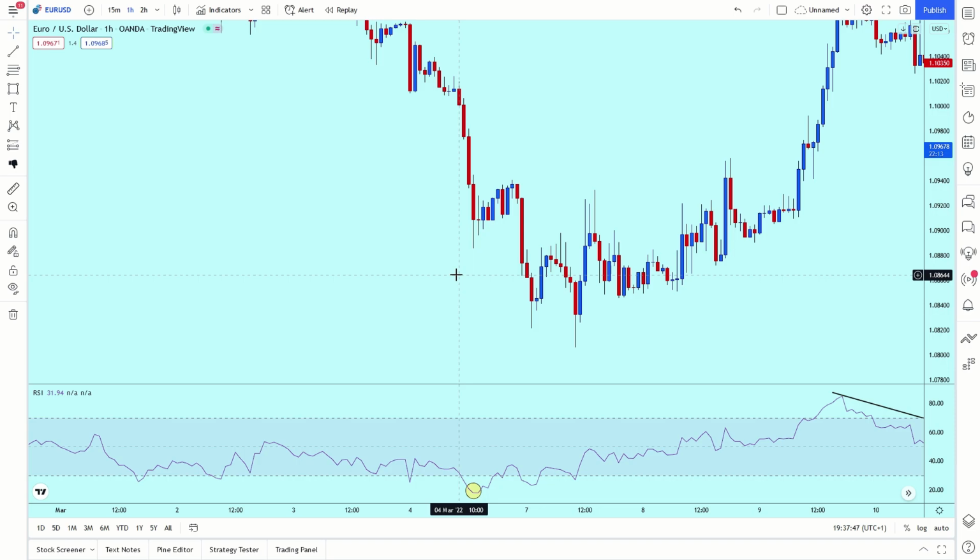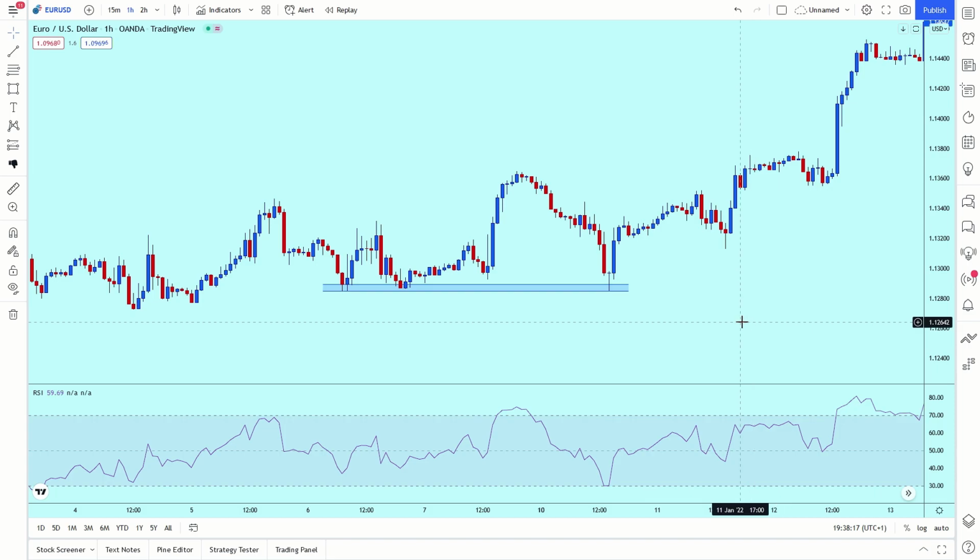I want to show this example for you to understand that this will not work every time, and that you should find more reasons to enter a trade, not just the RSI indicator. This is one very good example of how you can combine this indicator with other tools. Here we have this beautiful example of how to use RSI with other tools.